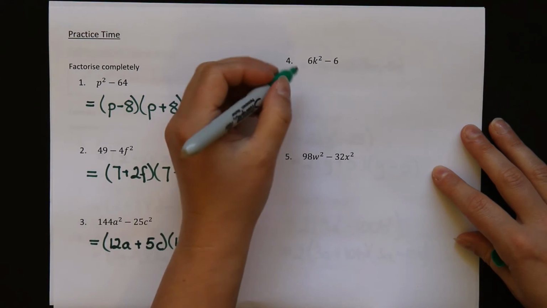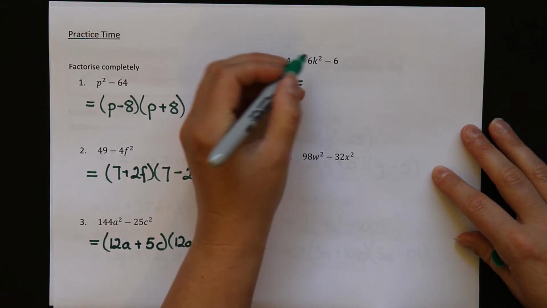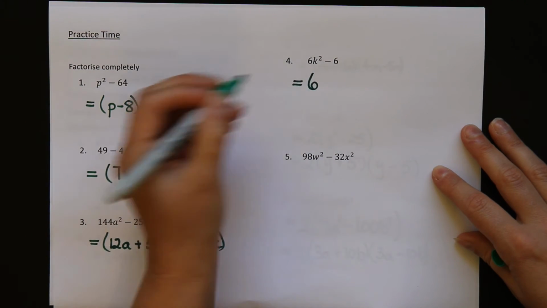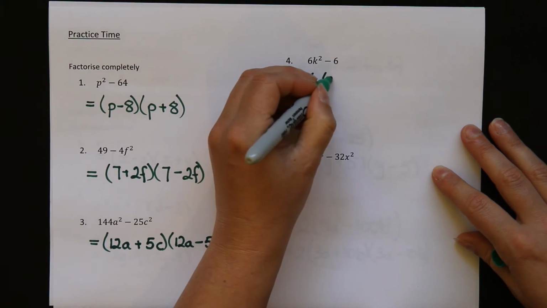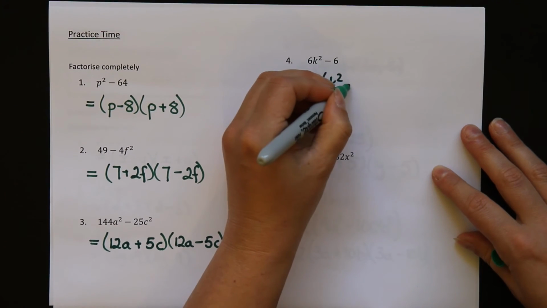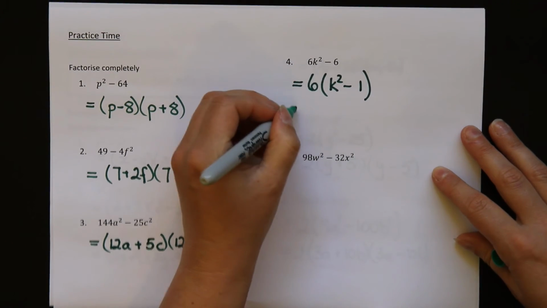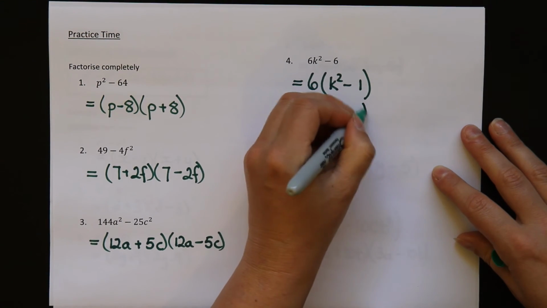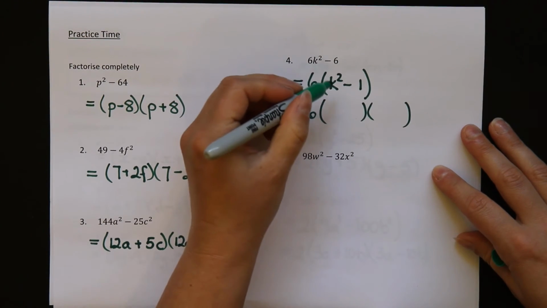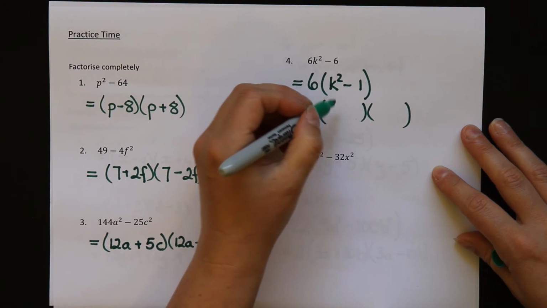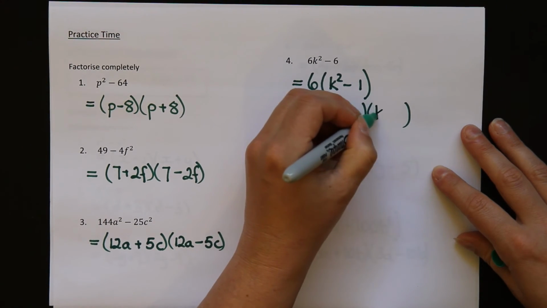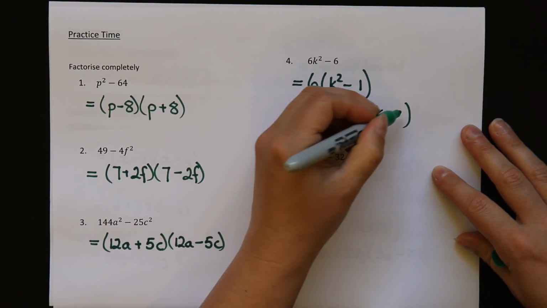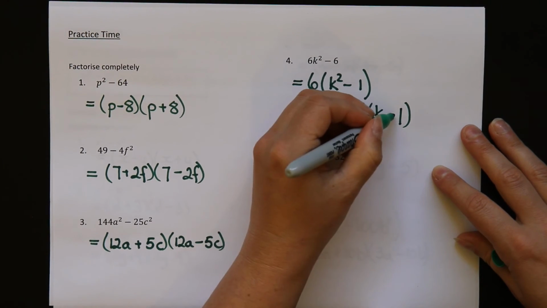Question 4 is when we need to take out a common factor, and 6 is the obvious factor here. If I take a 6 out the front, I'll be left with k squared minus 1, and then that can be factorised using difference of two squares, so we have the double bracket. Square root of k squared is k. Square root of 1 is 1. One's a plus and one's a minus.